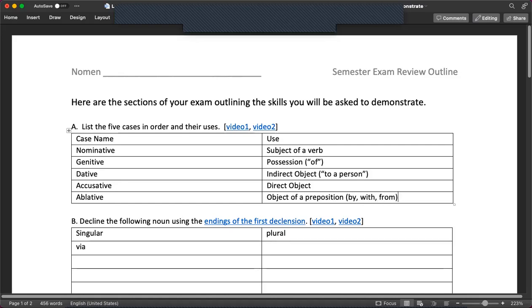If you commit those to memory, those 10 items, you will score perfectly on this section of your exam. If you need to review that or need a better explanation, you can go to these videos from YouTube for a good explanation of cases.